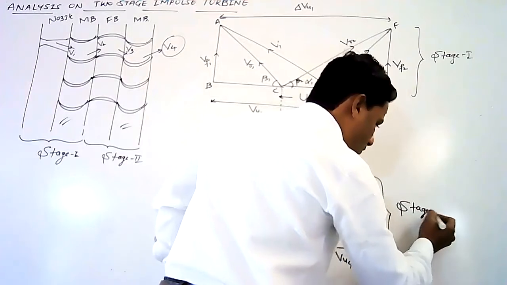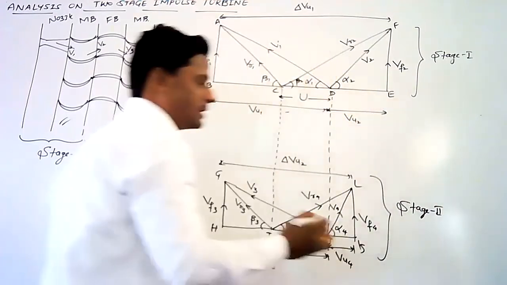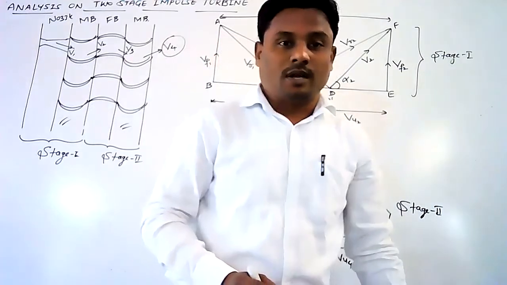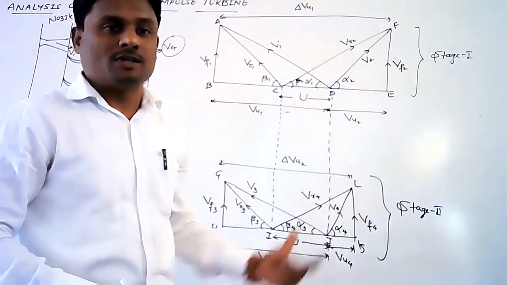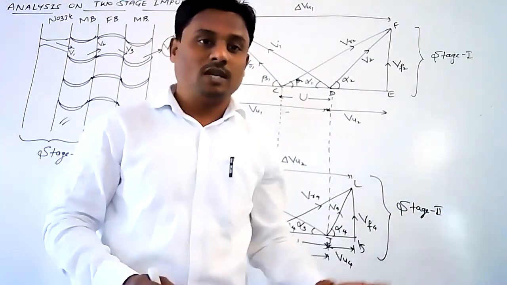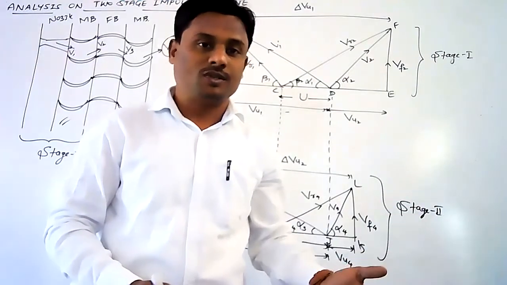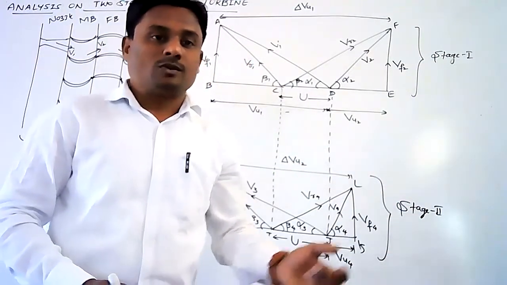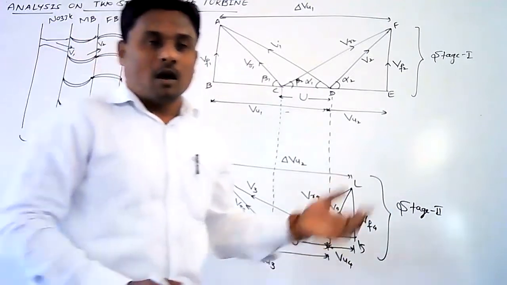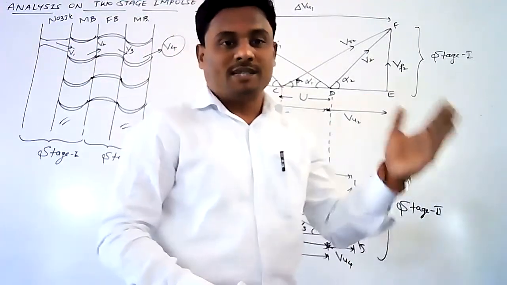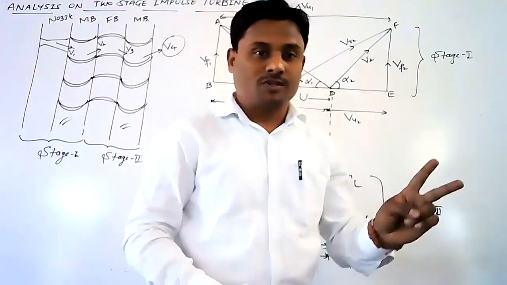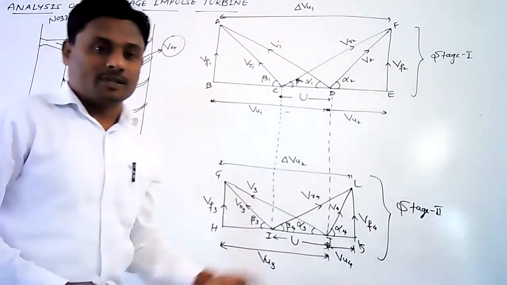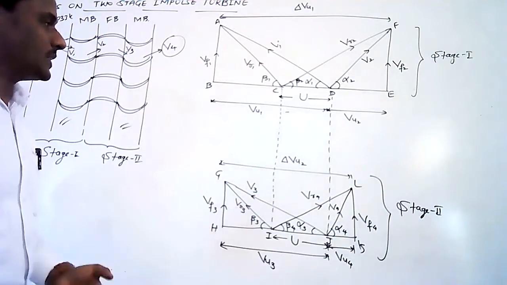Stage 2 here. This is for stage 2. So these are the combined inlet and outlet velocity triangles for stage 1 and stage 2. This is a very important concept to derive the equation for the condition for maximum blade efficiency and also to solve the numericals. In the next video lecture, we will see how to obtain the condition for maximum blade efficiency for a two-stage impulse turbine. For that, we'll have some basics here.